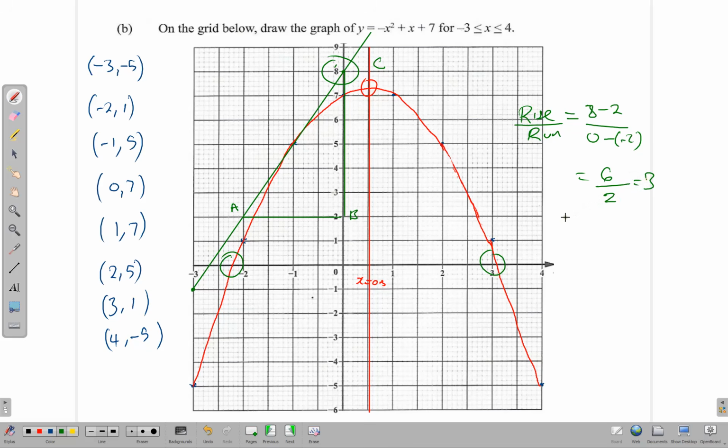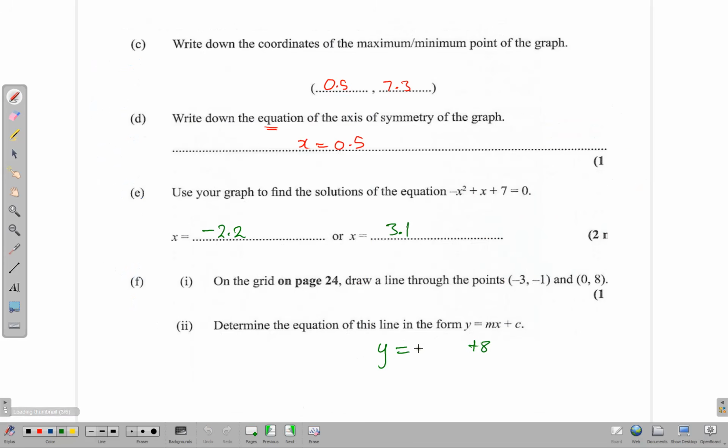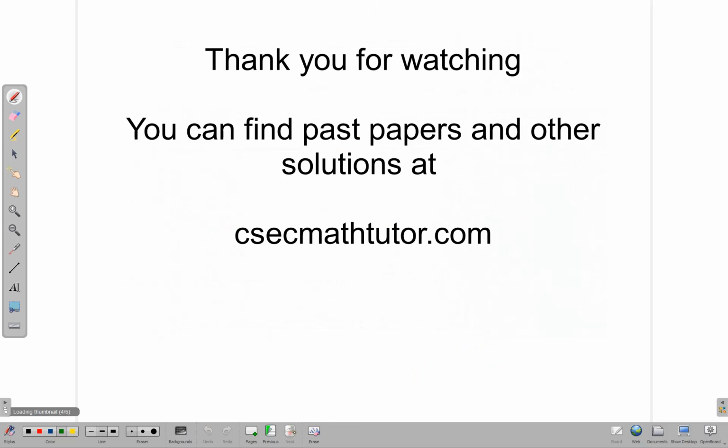So the line has a gradient of 3, and so we can simply just go ahead and put that in our question. y is equal to 3x plus 8. y equals 3x plus 8, and that is the value of our gradient and the value of our intercept, which gives us together the equation of our line. That brings us to the end of the question.